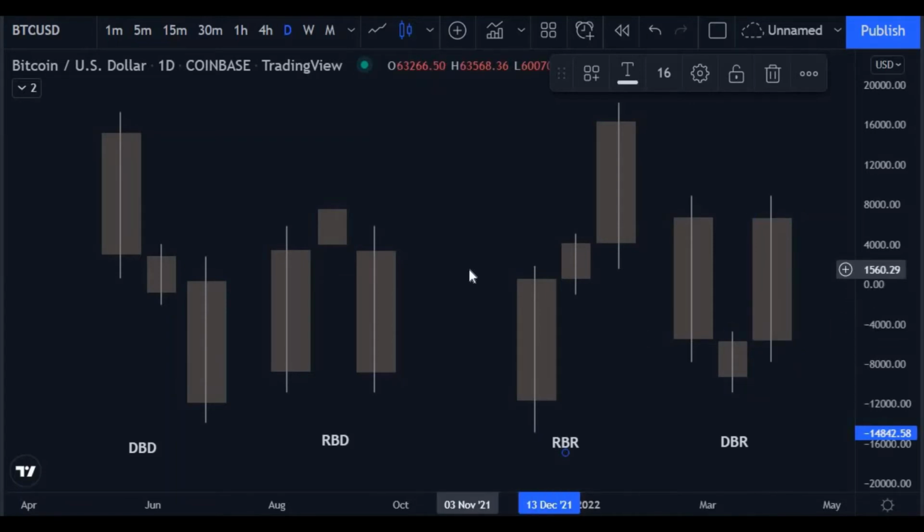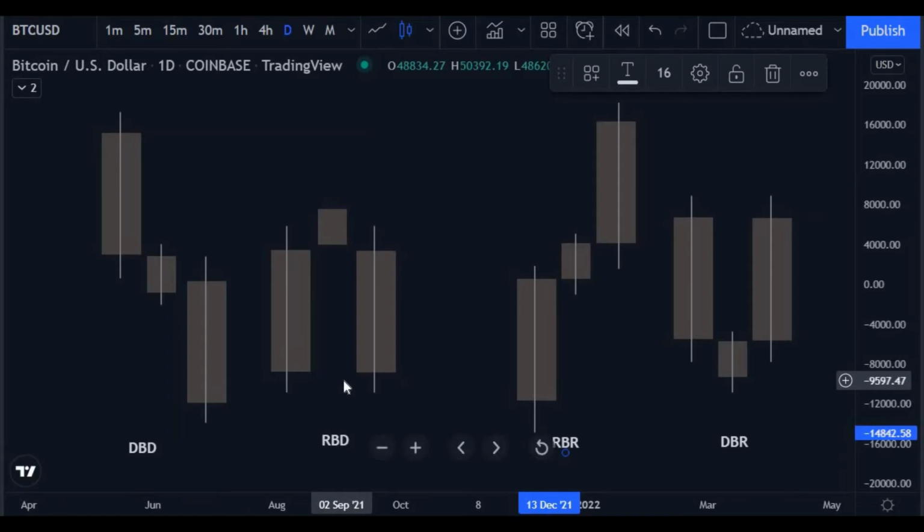Now, as supply and demand traders, when we see any of these setups play out in the market, what we would ordinarily want to look out for is the base candle. So I'm just going to clear this off, as well as show us how to identify these things in our chart.